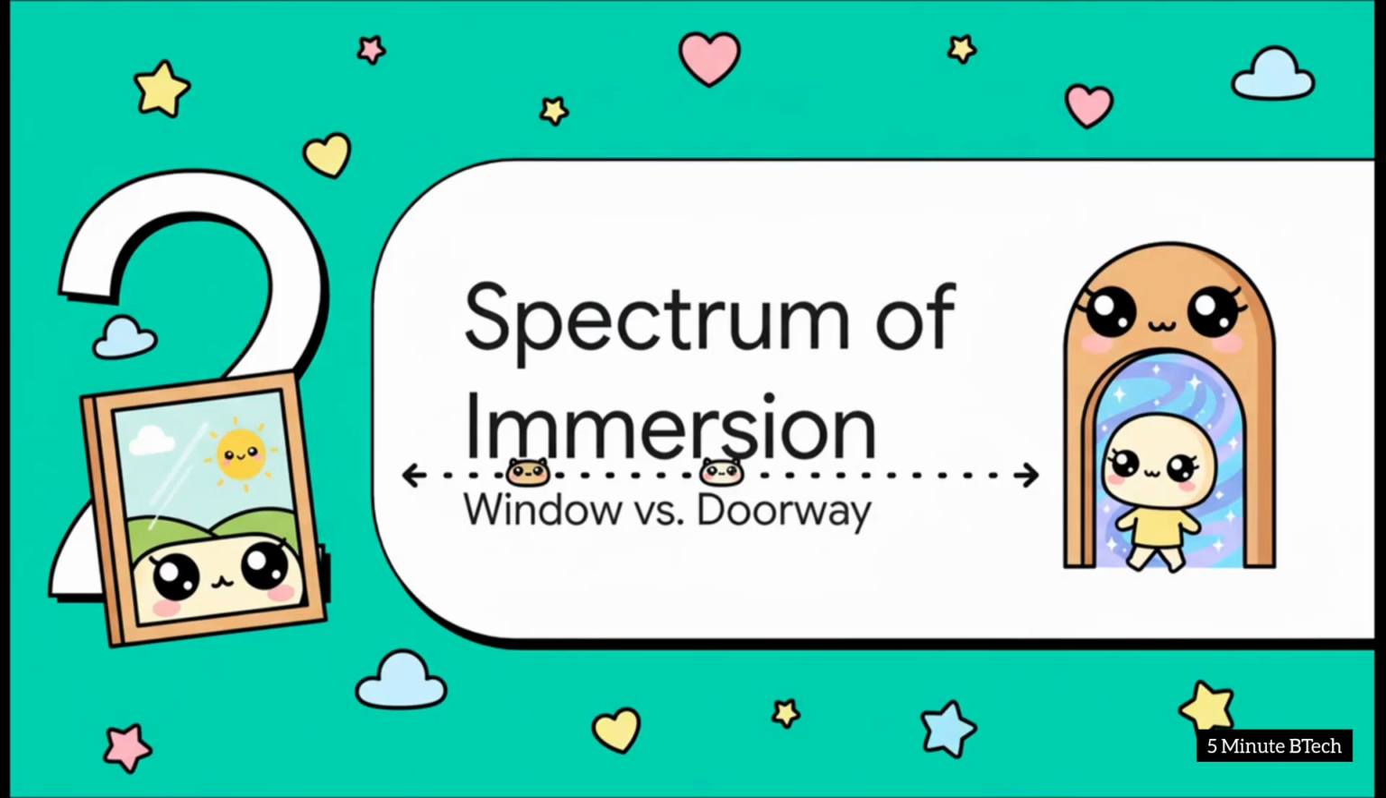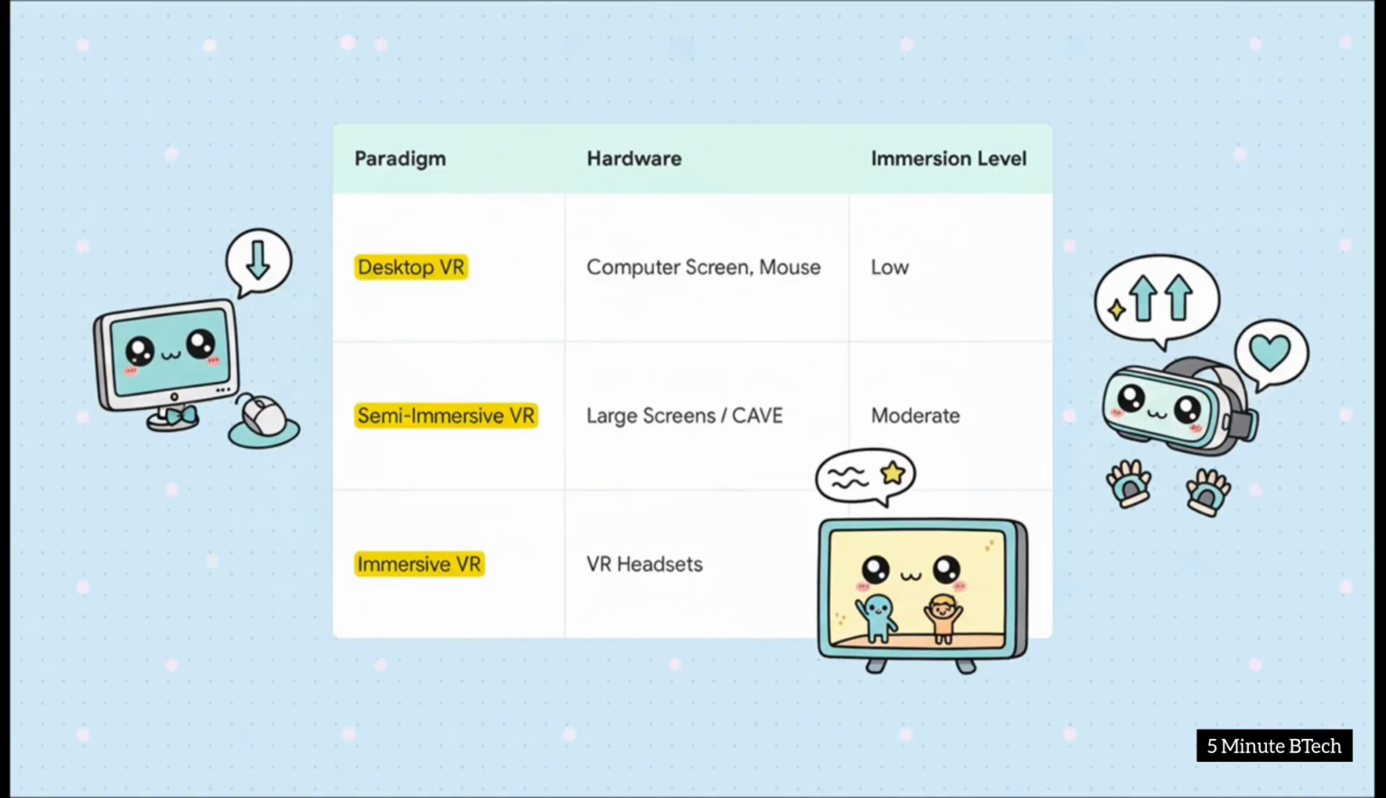And that word right there, immersion, that's the key to everything. It's what really separates all the different flavors of VR. You can think of it like a spectrum. It's the difference between just peeking through a window and actually stepping right through it into a whole other place. And you can see that whole spectrum laid out right here.